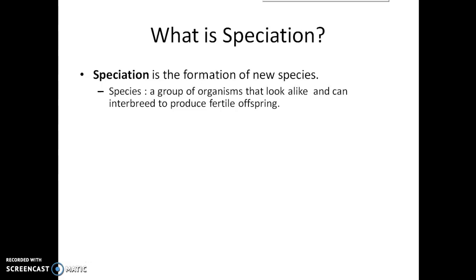So things like mules, where you cross a horse and a donkey, is not technically a true species because that mule cannot reproduce. They are sterile. Okay, so it has to have offspring, and that offspring also has to have the ability to have babies.